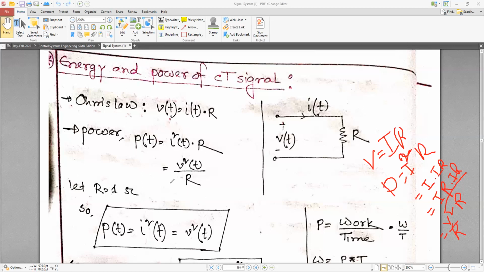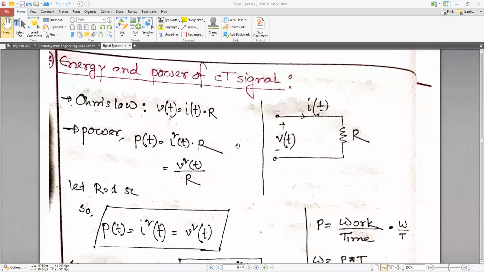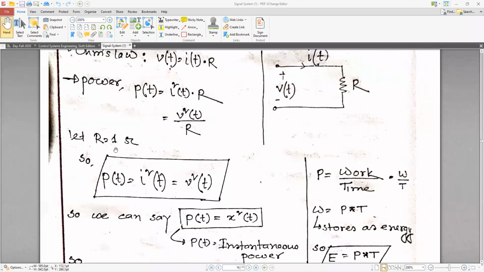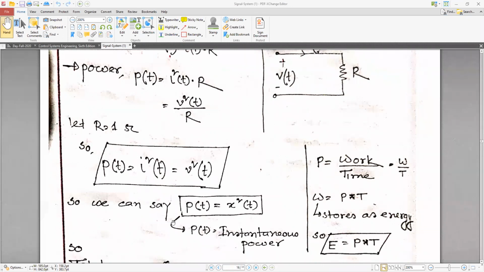Ohm's law is V equal to IR, and the power equation p(t) is equal to I square R, that means V square by R. Now, if R is equal to 1 ohm, then what would happen? P is equal to i square t or v square t. So we can say that p(t) is equal to x square t, the instantaneous power.